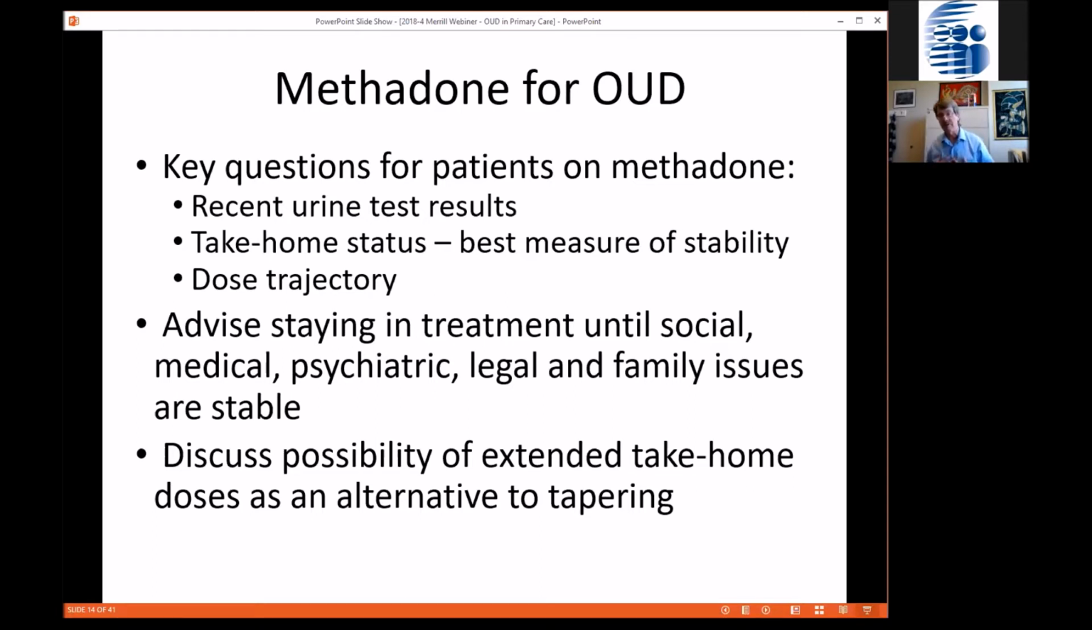You can also discuss with them the possibility that if they do really well in treatment, they can get extended take-home dosing. They can actually get a month's supply of methadone at once, although it's pretty rare to get that stable. And you have to be doing other things in the community in order to get that long of extended take-homes, but it is possible, and it's an alternative to tapering, due to how hard it can be to maintain yourself in a methadone program.